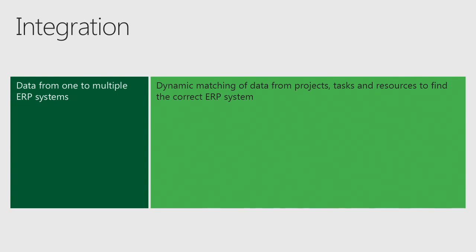What happens if I use people from different entities, people from different locations? Then it gets a little more tricky, because now maybe the cost is arising over here and over there, but I have my project and I want to see the global picture again. So it's really about where do I put the information so I can dynamically match this data from projects, tasks, and resources to find the correct ERP system.